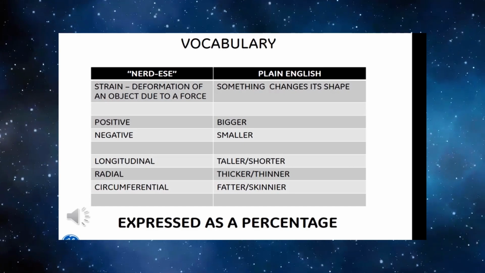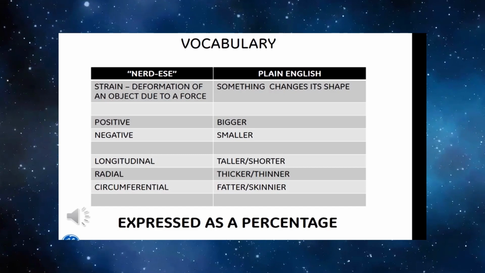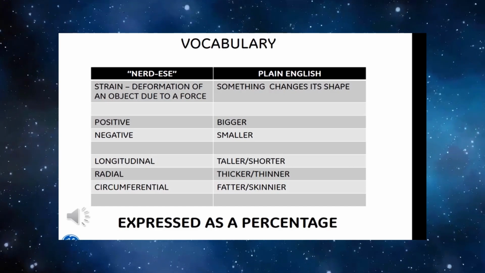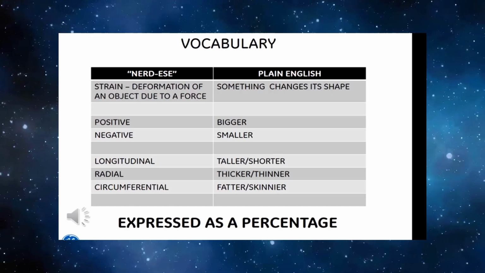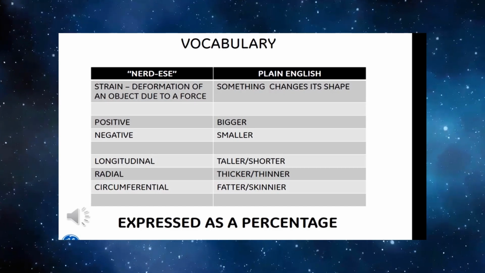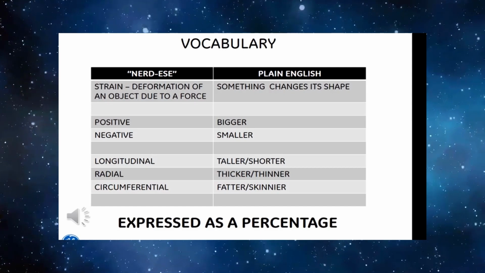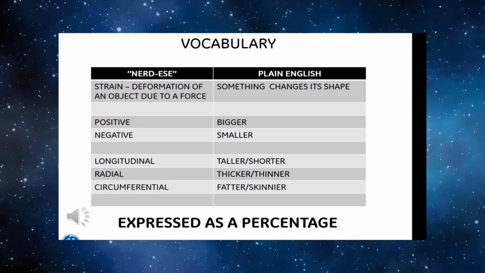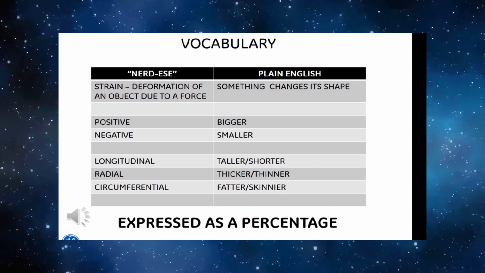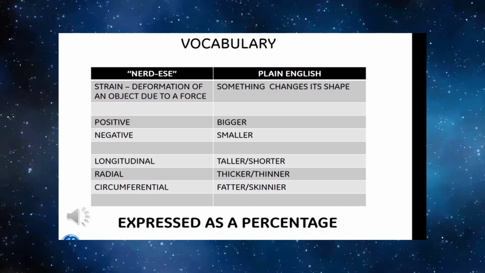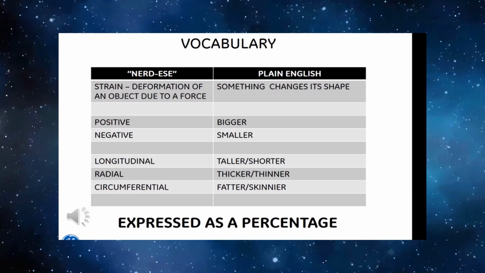So in other words, if I were to say in nerdese, something experienced negative 20% longitudinal strain, in plain English what I'm saying is that it got 20% shorter. If I talk about something experienced positive 35% radial strain, basically what I'm saying is that it got 35% thicker.